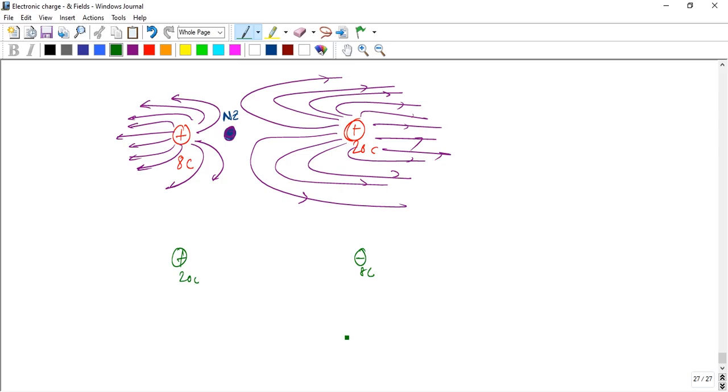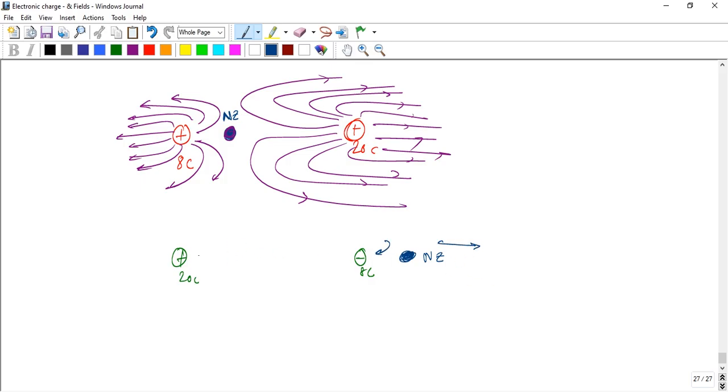Now, if one charge is plus 20 coulomb and the other is minus 8 coulomb, where is the neutral zone? If both are of different polarity, the neutral zone is always present toward the lesser charge region, outside the charges. So here is the neutral zone. Before the neutral zone, the electric field is in that direction. Otherwise, the neutral zone is in the outside direction.